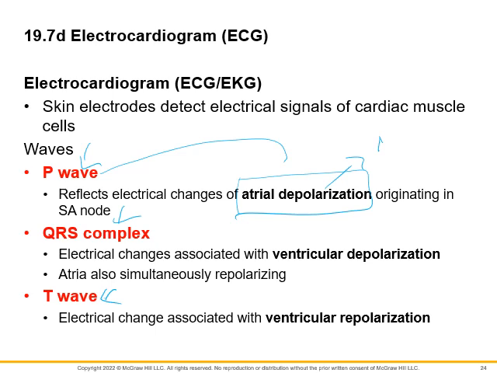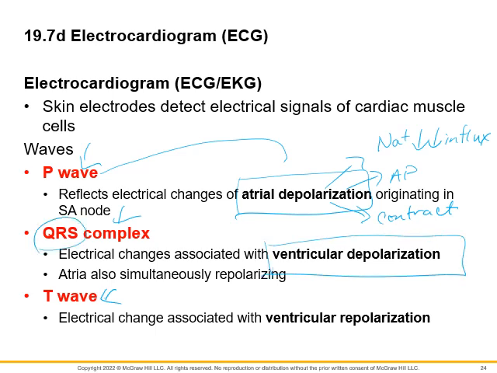So think of depolarization, you should be thinking of sodium inflow or influx into the muscle. You should be thinking about generating an action potential. You should also be thinking contraction, right? They're getting ready to contract. The atrial muscles are getting ready to contract. Then you have a QRS complex. This is ventricle depolarization. And then you have the T wave, which is ventricle repolarization.